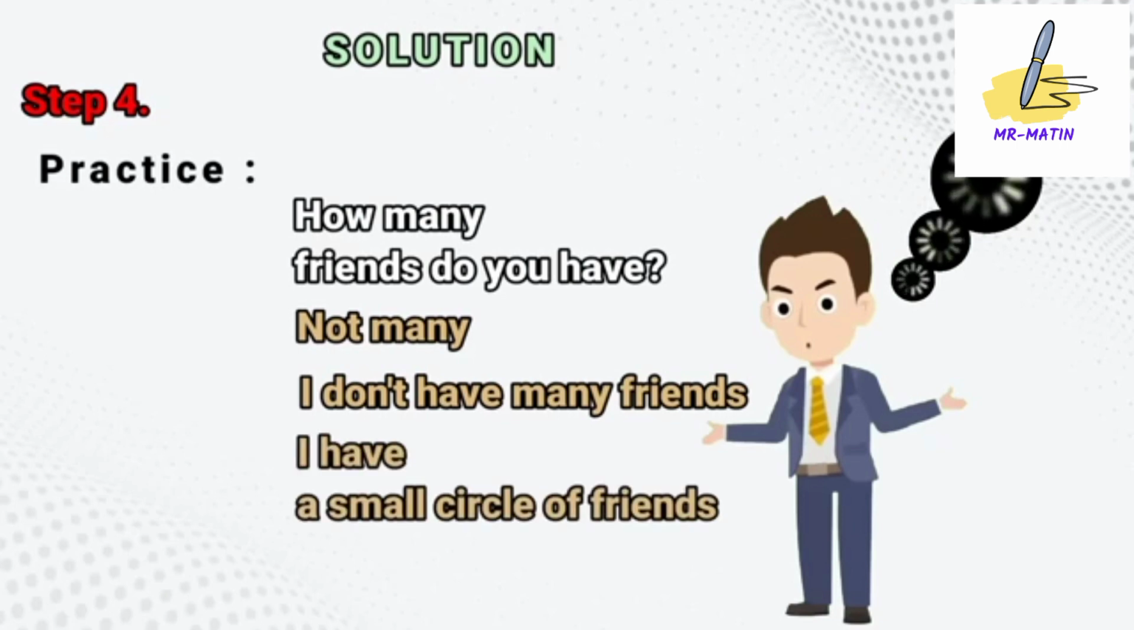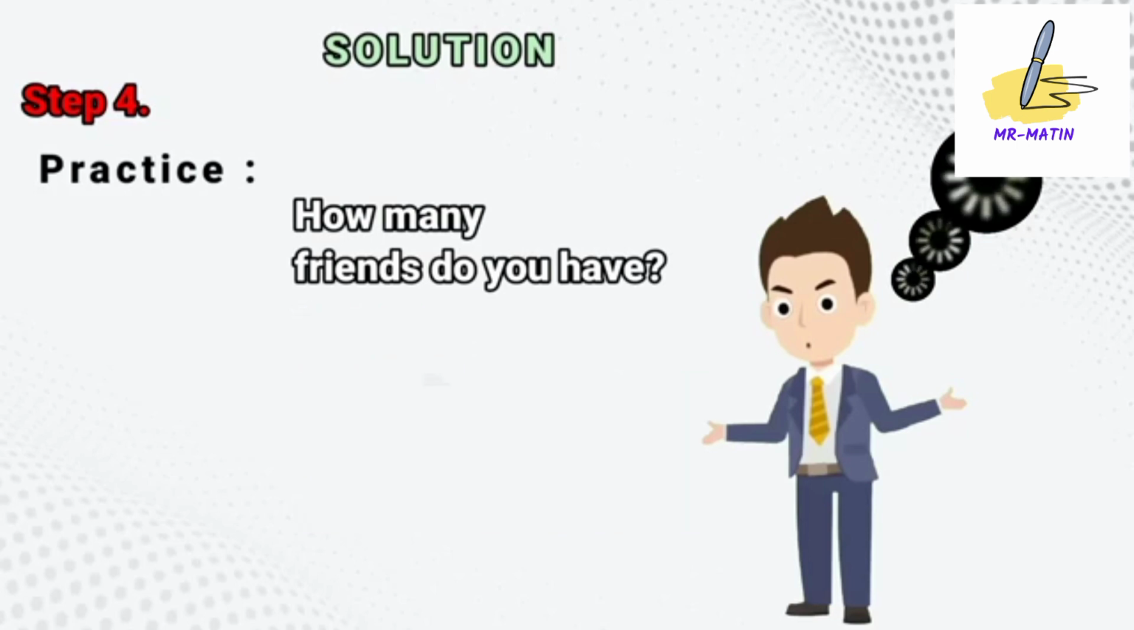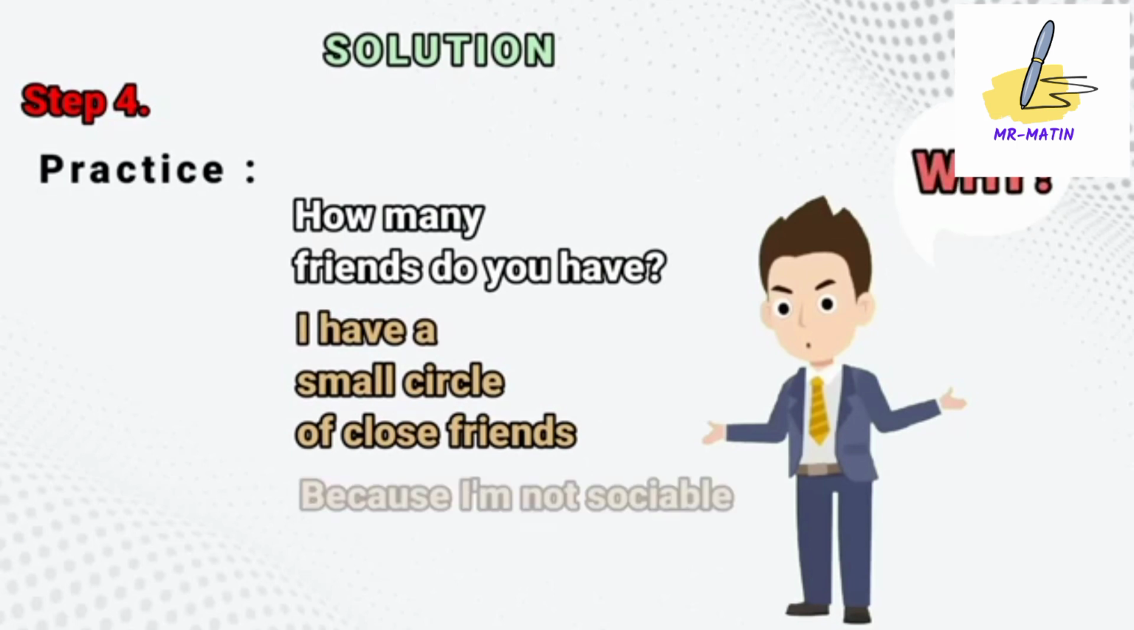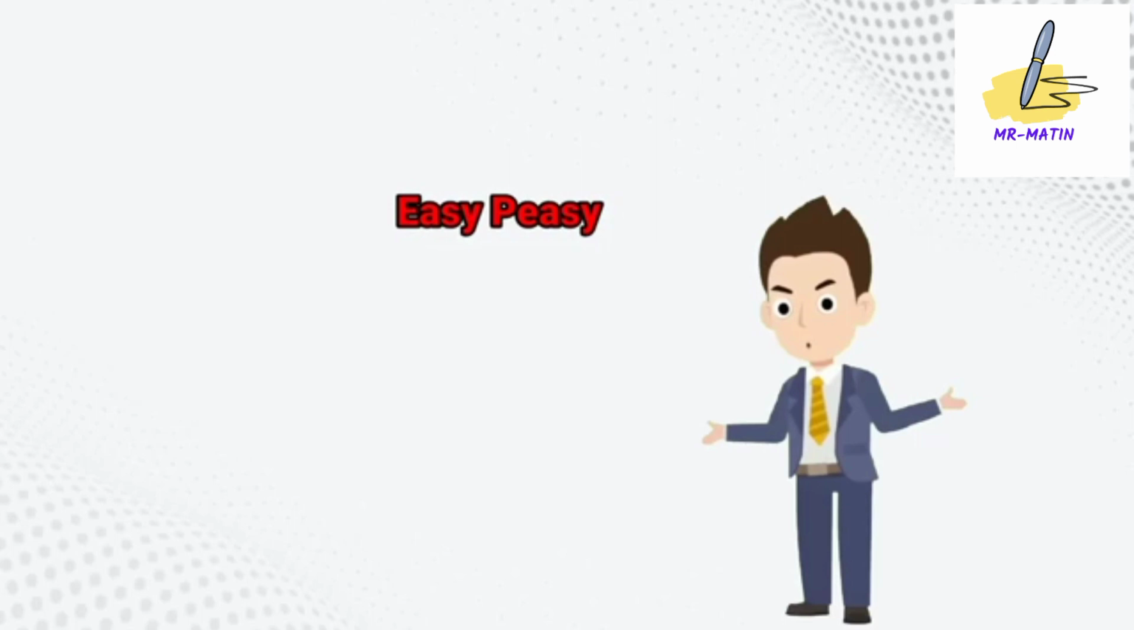How many friends do you have? I have a small circle of friends. I have a small circle of close friends. Okay. Why? Because I'm not sociable? Okay. How many friends do you have? I have a small circle of close friends because I'm not really sociable. Nice. Easy peasy. You see, I talk to myself.